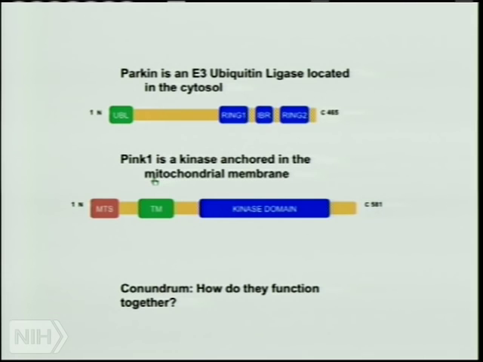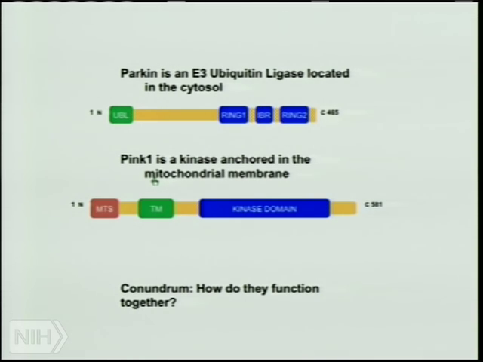And the field percolated along for a while, because then people made knockout mice, no phenotype. And people with autosomal recessive mutations, neither. Those phenocopy one another with Parkinson's disease. The mice with both alleles of PINK1 knocked out, or Parkin knocked out, have no phenotype. But at least they phenocopy one another.